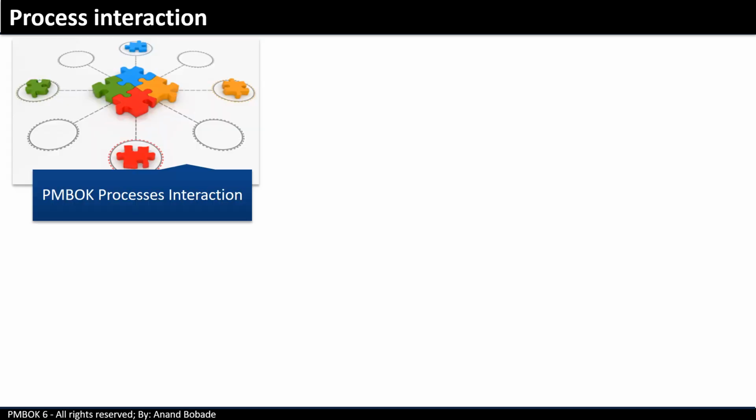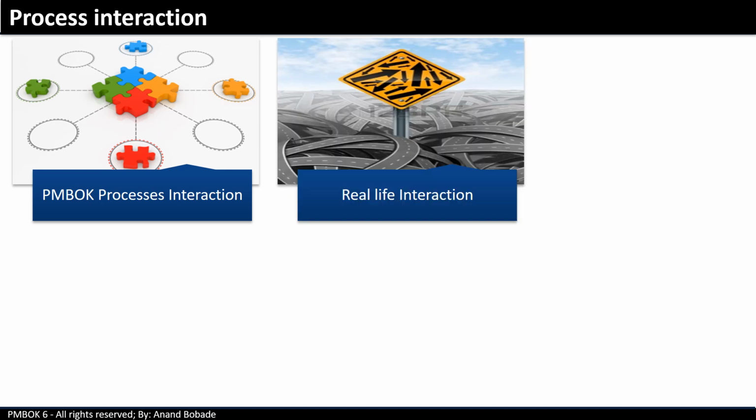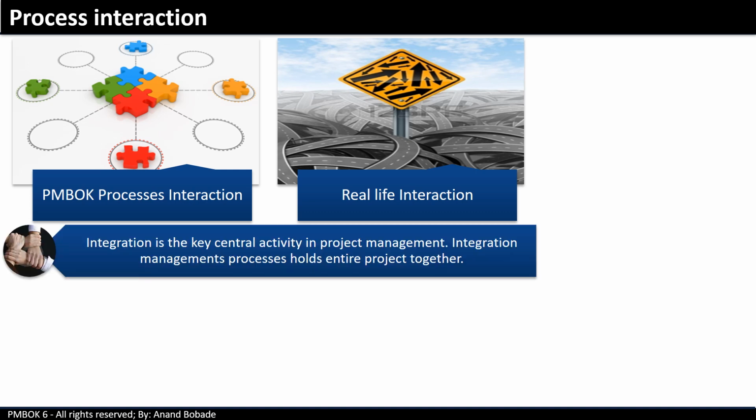The PM has to clearly understand all processes and their process interactions. If you look at the PMBOK process interaction, each process has a clear purpose and well-defined boundary. Output from one process acts as an input to another process, and this continues. But the process interaction in a real project environment may be overwhelming, as there might be multiple interactions and process boundaries might be blurred. Integration is a key central activity in project management.